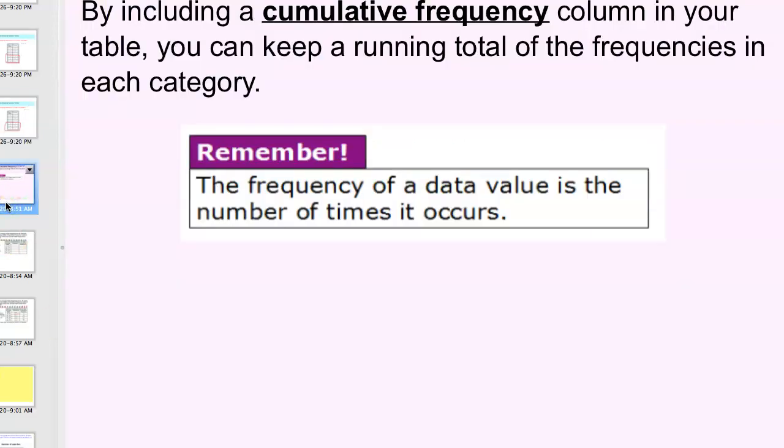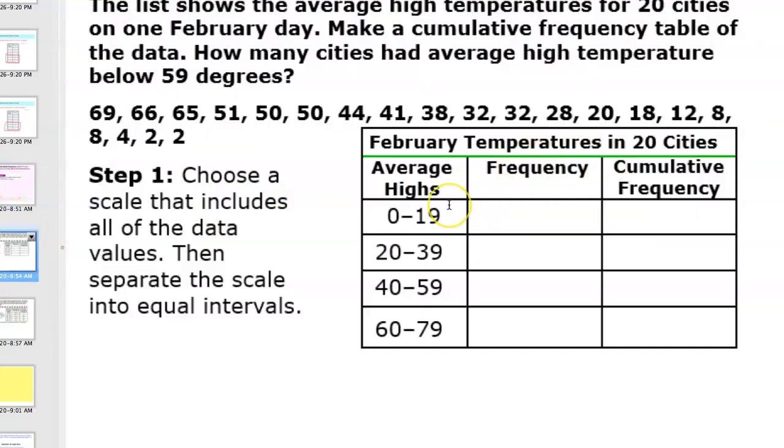All right, the last thing we're going to learn is cumulative frequency. A cumulative frequency is just a frequency table with an additional column that accumulates. So you just keep a running total of the frequencies in each category. And again, frequency means how many times something occurs. So here, first, you're given a data set, and it shows the average high temperatures for 20 cities on one February day. You're going to make a cumulative frequency table. So first, you're going to take all this data set, and you're going to put it into a frequency table.